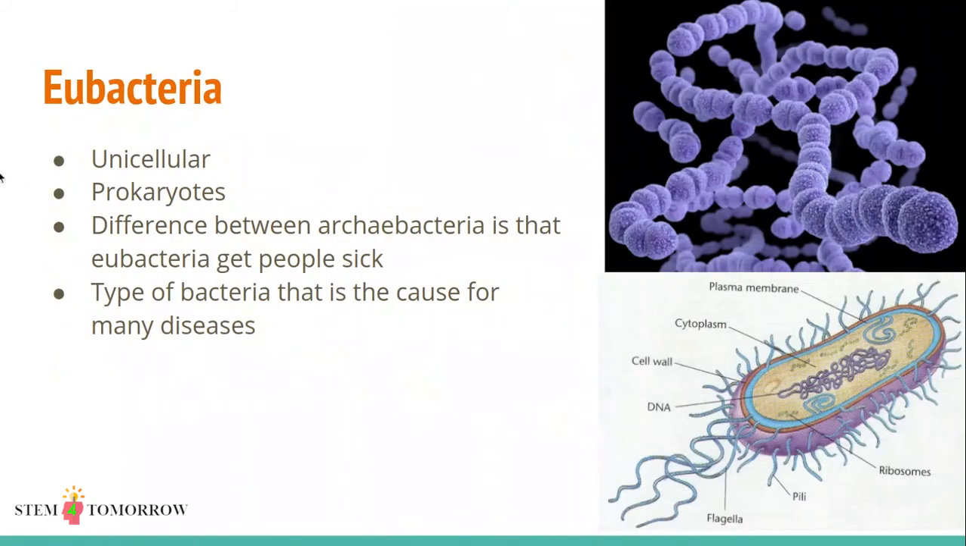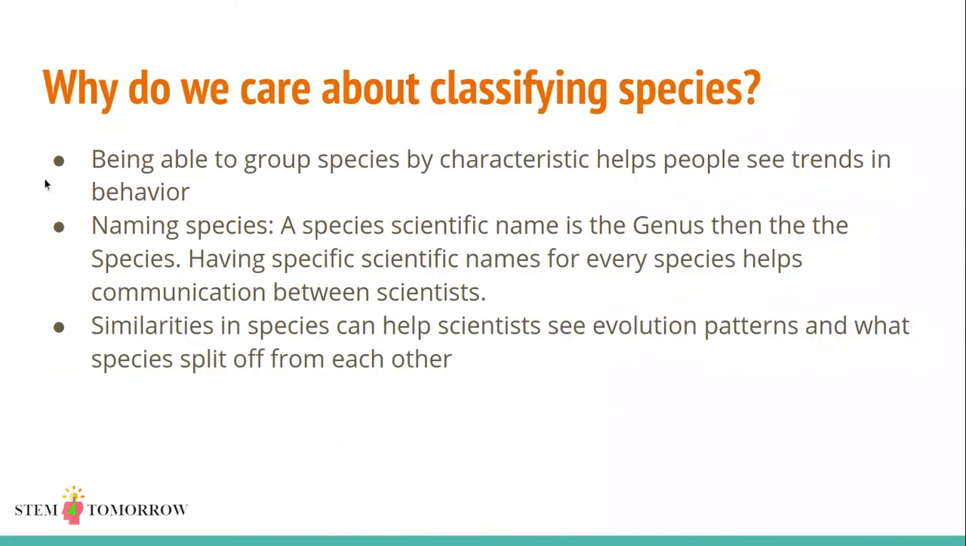Then we have eubacteria. They're unicellular. They're prokaryotes. The difference from Archaebacteria is that eubacteria get people sick. They're linked to many diseases. They're basically germs. And a good way to remember this is eubacteria will get you sick. And if you have a fun one for Archaebacteria, please tell me.